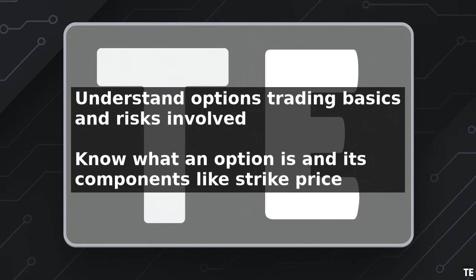An option is a contract that gives the buyer the right, but not the obligation, to buy or sell a stock at a predetermined price, known as the strike price.